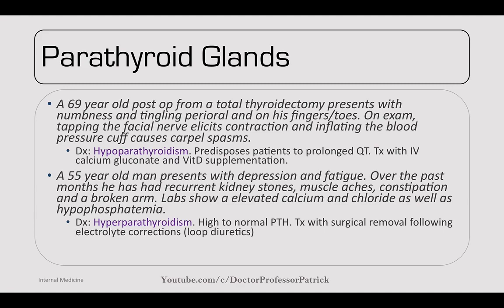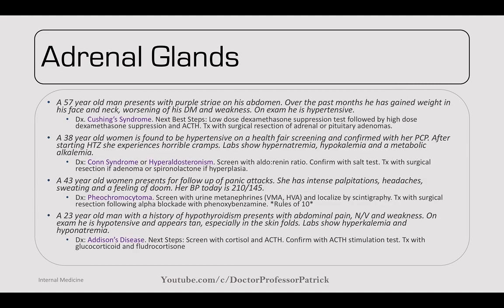Next up, we've got a 55-year-old who presents with depression and fatigue. Over the past months, he's had recurrent kidney stones, muscle aches, constipation, and a broken arm. Labs show an elevated calcium and chloride, as well as hypophosphatemia. The diagnosis here would be hyperparathyroidism, and this is going to be high to normal PTH, and we want to treat this with surgical removal and then electrolyte corrections. We talked about hypercalcemia already. Treat with vigorous IV fluids and then loop diuretics. So he's got the classic bones, stones, and psychiatric overtones.